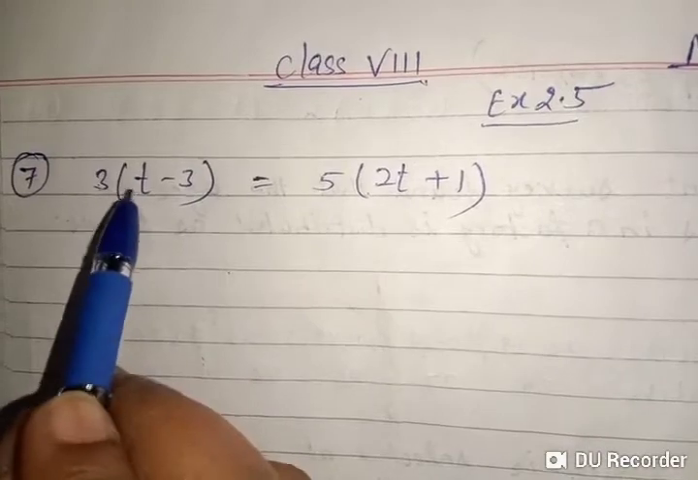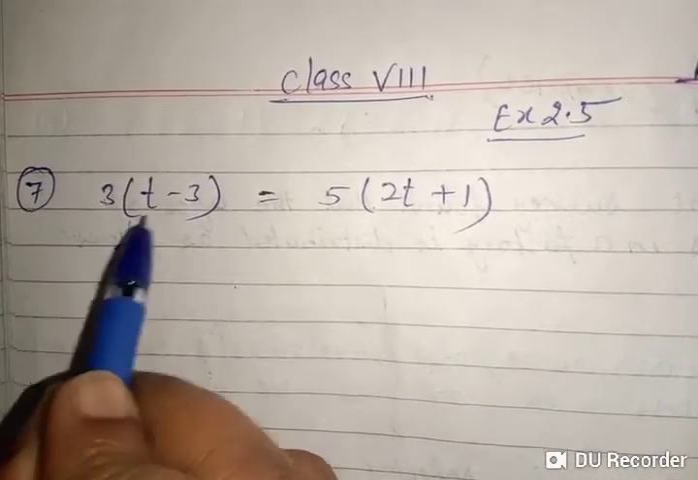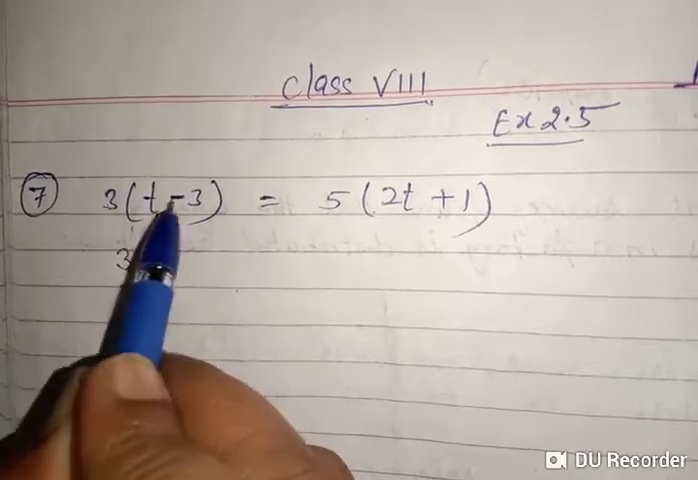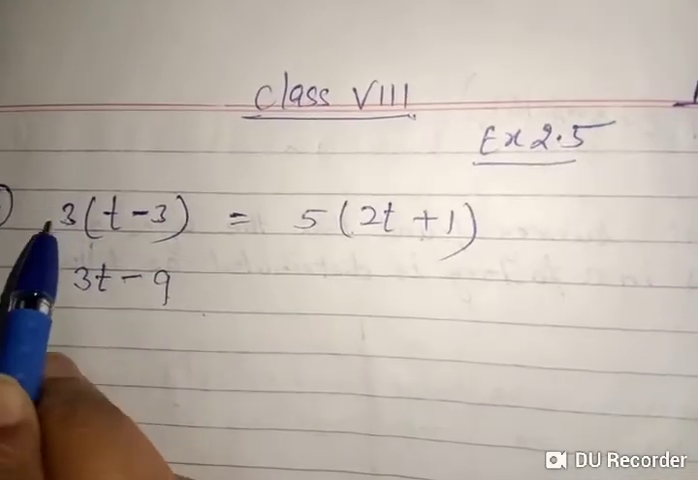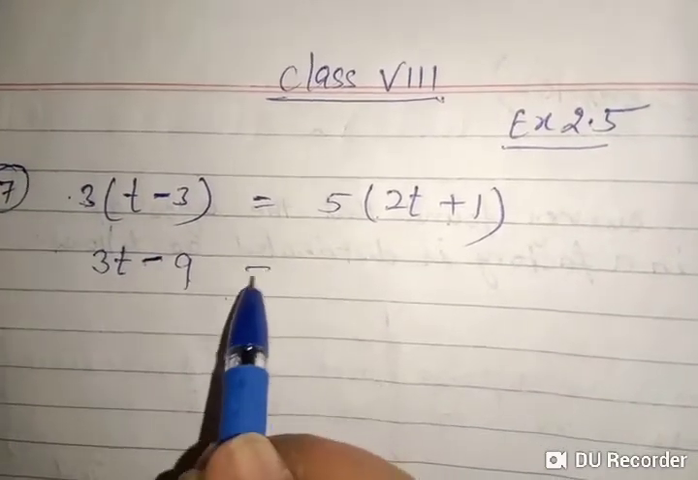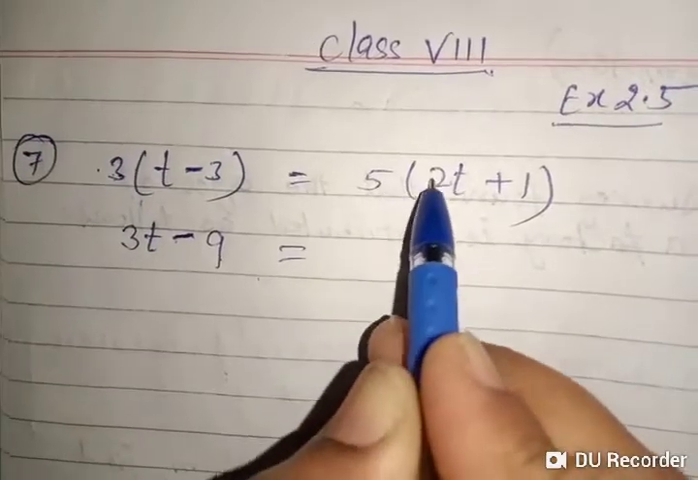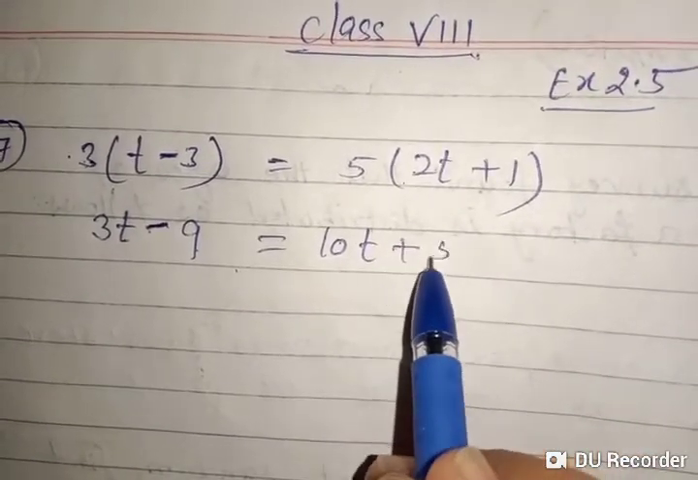So we'll multiply this 3 with t. 3 times t will be 3t. And when we multiply this 3 with minus 3, it will be minus 9. 3 threes are 9, and the sign of this 3 is plus, minus is minus. Here 5 into 2t, 5 twos are 10, it's 10t, and plus 5 ones is 5.